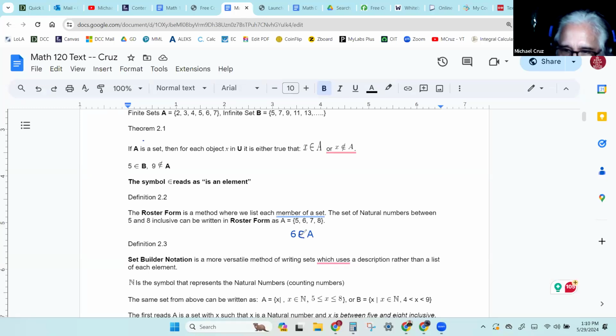So there's your little pitchfork thing. That reads 6 is an element of A, which is a true statement because 6 is in there. You could also do this. Let's say 10 is not an element of A. And both of those are true statements, because 6 is inside of A, and 10 is not.